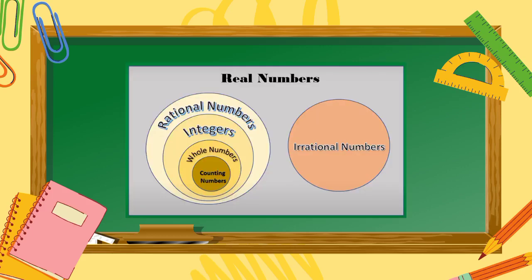So as you can see, the universal set is the real numbers. This is our main set. Under the real numbers, we have two sets, the rational and irrational numbers. If you notice, the circle of rational separates the irrational, because rational numbers can be expressed as a ratio of two integers. On the other hand, irrational numbers cannot be expressed as a ratio of two integers.